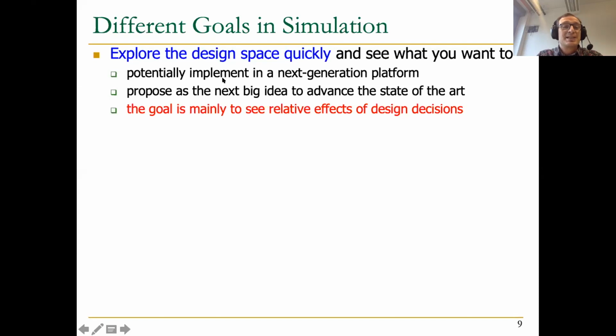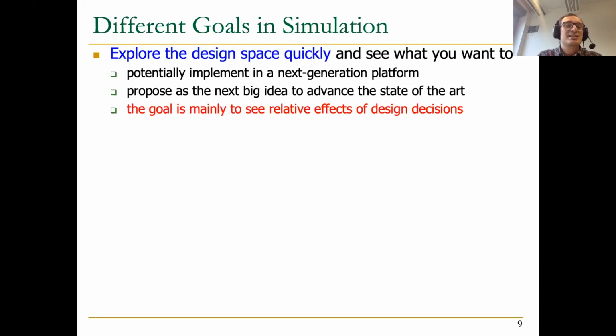For example, let's say I'm Intel and I want to implement the next generation platform 5 years later, and I'm designing everything from scratch, and I want to explore the design space quickly to figure out what are the things that I want to put in. Do I put in processing in memory? Do I put in the best memory scheduling algorithm? Do I put in the best caching algorithm? Do I put in heavy out of order execution, a huge instruction window, for example?